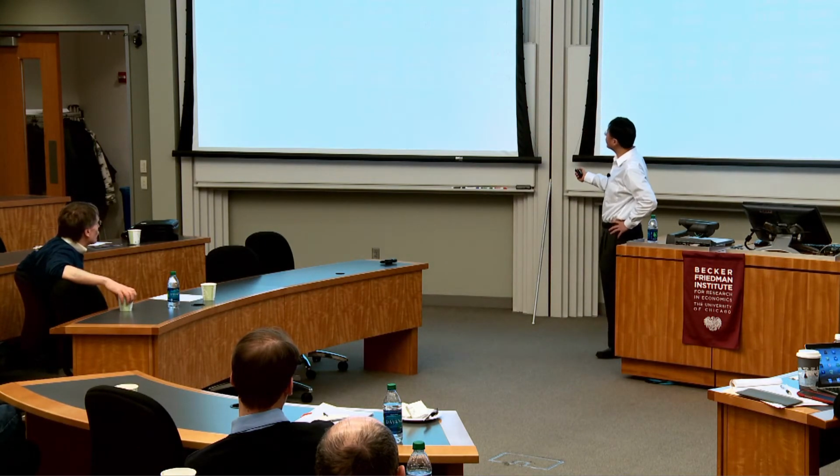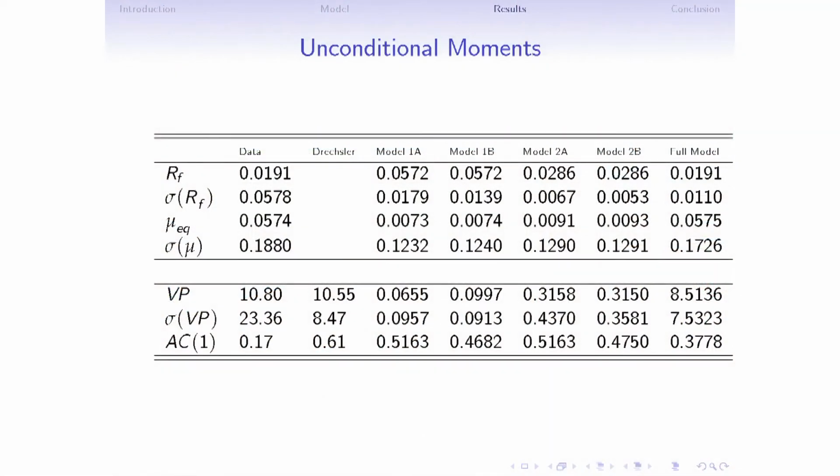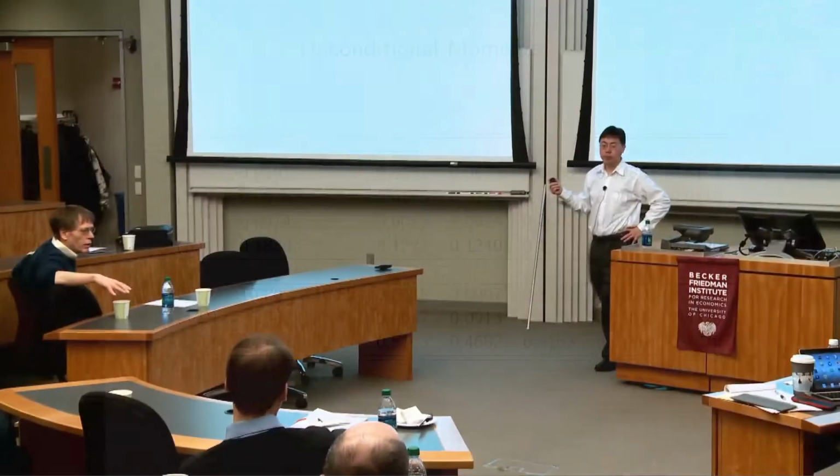In terms of prediction, this is our prediction here. So the variance premium is pretty close to the data. The volatility is also pretty close to the data. This is the data reported by Drexler, but our model is higher. The data is higher. And this is the autocorrelation of the variance premium.